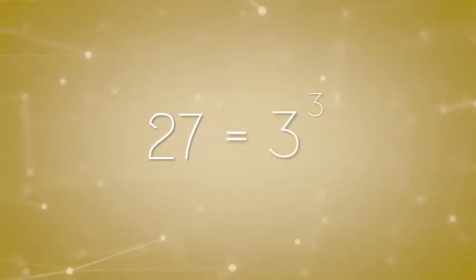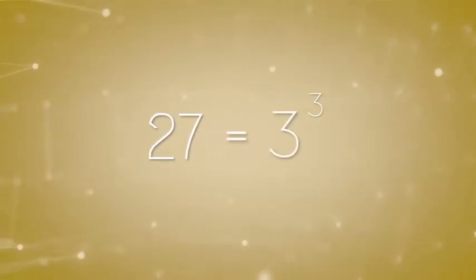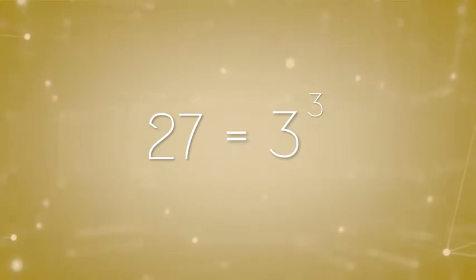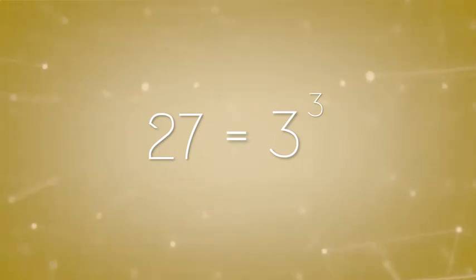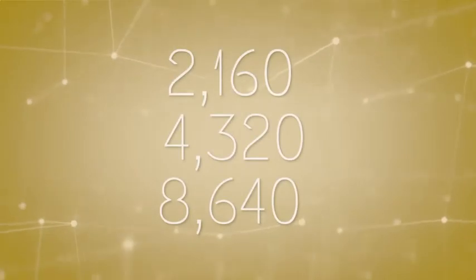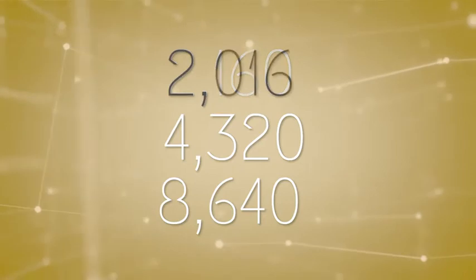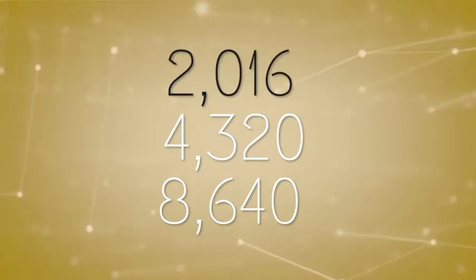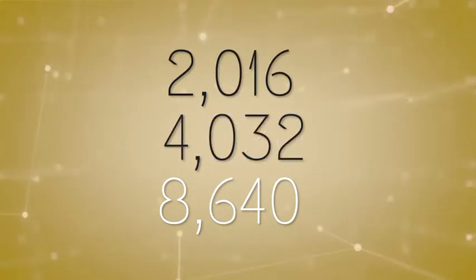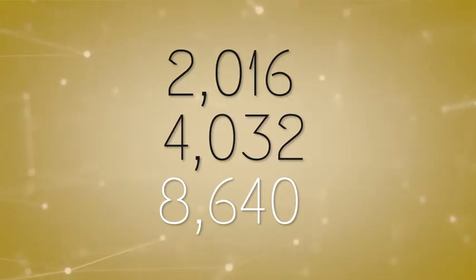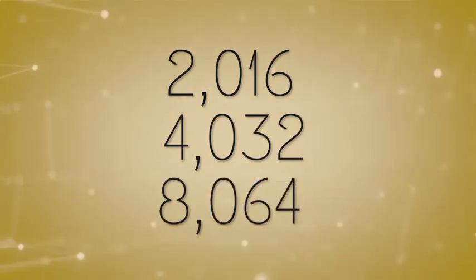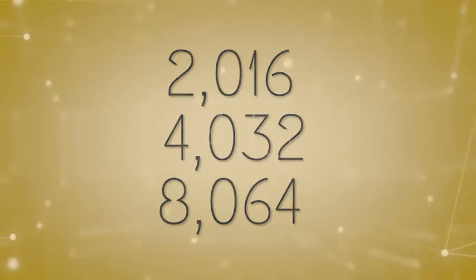27 is 3 cubed. So that is the triadic nature of time and space when it takes on a volume and enters the physical world. It generates the numbers which control the time and space formations. If we take all these numbers and simply switch the zero around, 2,160 becomes 2,016. 4,320 becomes 4,032, and 8,640 becomes 8,064. All of these numbers exist in a ratio of 14 to 15.